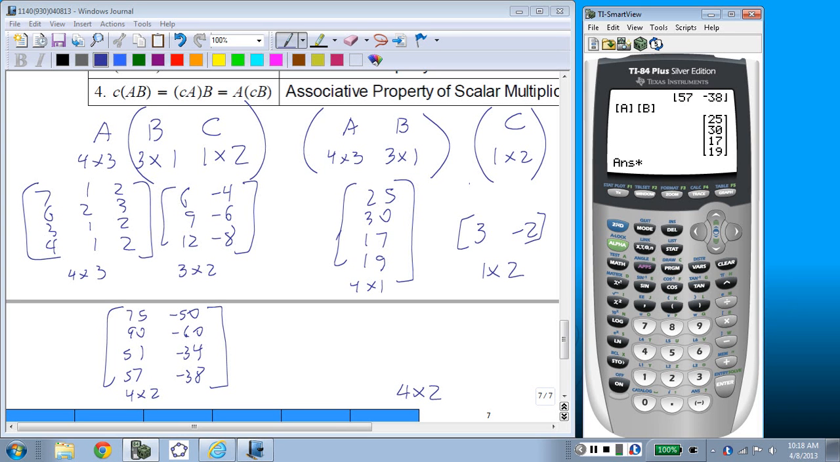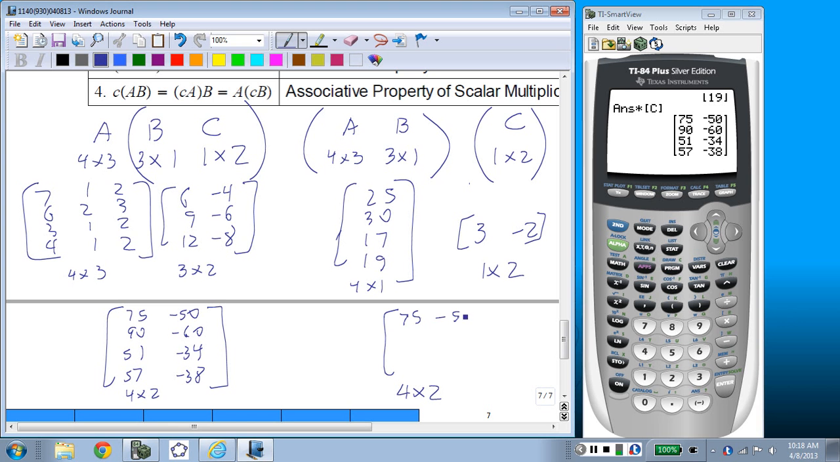Second matrix, from the names menu, I want matrix C. So this ought to multiply those together, and when it does, it gives us this. 75, negative 50. 90, negative 60. 51, negative 34. 57, negative 38.